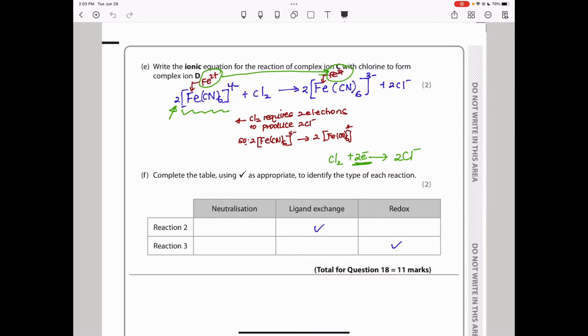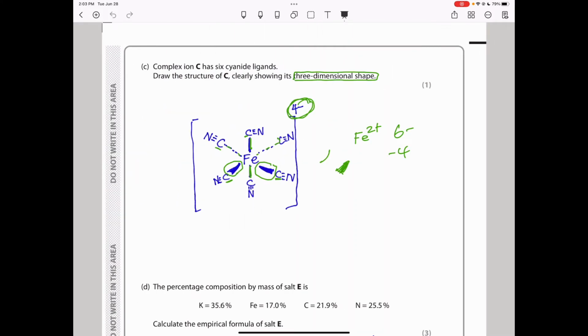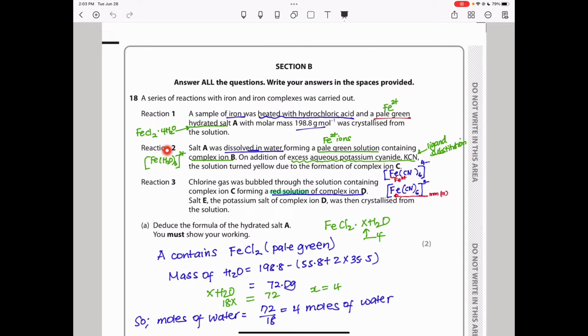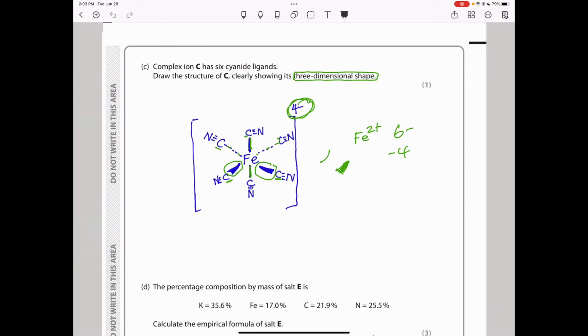Let me take you back as well to see reaction 2, what it was all about. In reaction 2, we saw ligand substitution because the CN⁻ kicked out, basically, the water ligands. The water ligands were substituted by the CN⁻. Okay, that is correct. Let's go back.